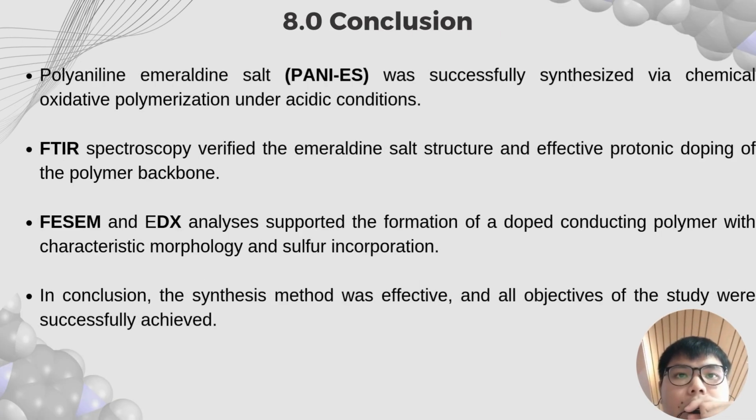So in conclusion, polyaniline emeraldine salt was successfully synthesized via chemical oxidative polymerization under acidic conditions. FTIR spectroscopy also verified the emeraldine salt structure and emphasized protonic doping of the polymer backbone. And also, FESEM and EDX analysis supported the formation of the doped conducting polymer with characteristic morphology and sulfur incorporation. In conclusion, the synthesis method was effective and all objectives of the study were successfully achieved.